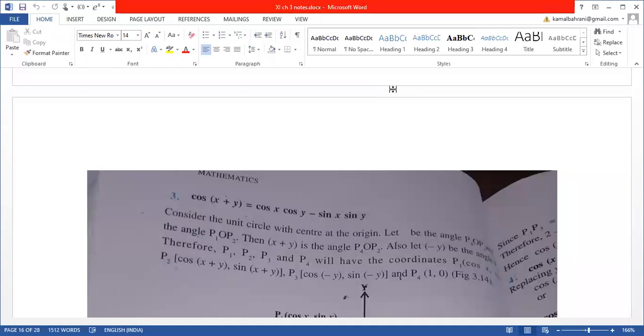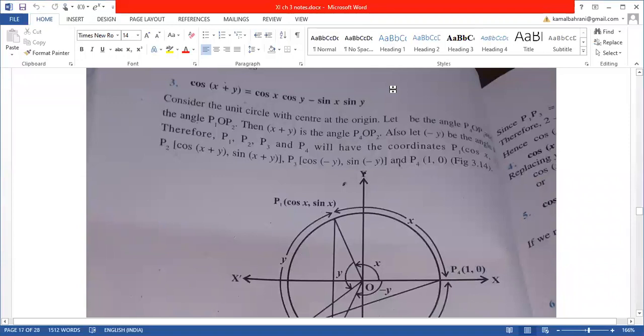Now you will be using so many other identities. I will give you the proof of only one identity, because actually the proofs are not useful. They don't come in exams, but then also you should know. So we'll do the proof of one only. This is the identity which we are going to use, and which we will prove also. We use these identities very often in trigonometry in class 11. Cos of x plus y, or cos of a plus b, is cos x cos y minus sin x sin y.